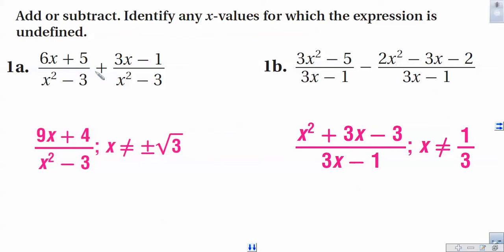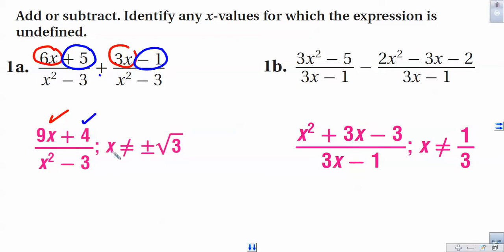If you look at 1A, and we'll come to 1B in a second, because you have a common denominator here, we can just combine these two together. So 6x plus 3x, there's your 9x right there. Next, take the 5 and add a negative 1. That takes you down to 4 right there.